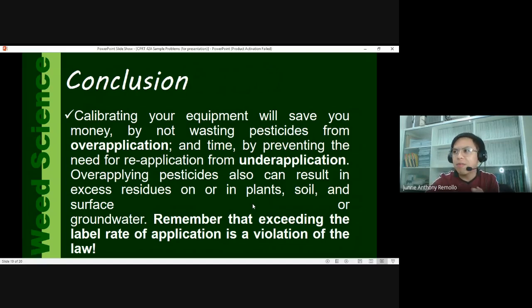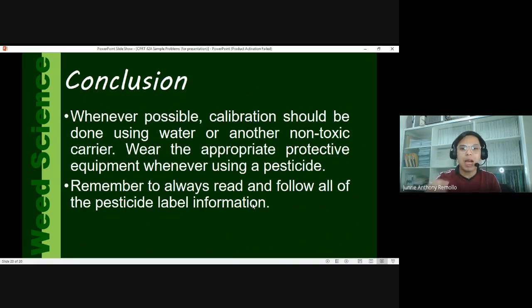Especially in an event that in the area where you did the application, there are children or minors who have little knowledge about the chemical, then it might harm them, not just our crop plots. And whenever possible, calibration should be done using water or another non-toxic carrier, and wear the appropriate protective equipment whenever using a pesticide. Of course, in your case, since it's a pandemic, you cannot do hands-on experience in using the knapsack sprayer.